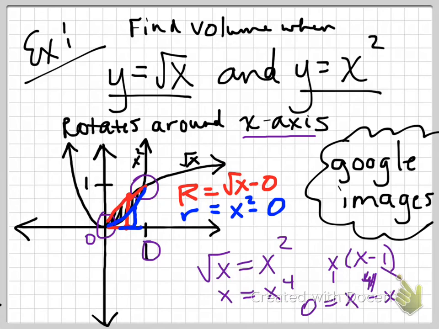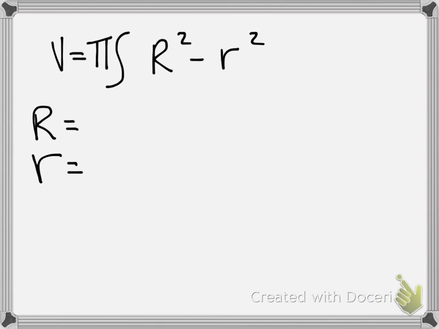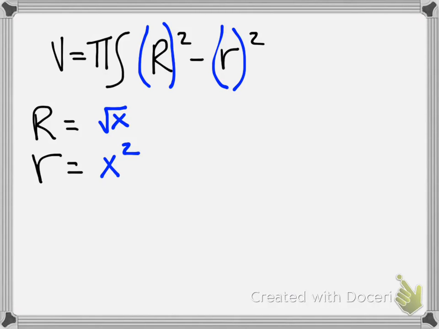Okay, so I need some more space. I'm going to move over to the next page. So I had the square root of x minus 0 for the big radius and x squared for my little radius, and I can go ahead and subtract the 0 and simplify it a little bit. Now when I put this into my formula, the big radius is going to be squared, the little radius is going to be squared. We're subtracting because we're subtracting the areas of the circles, and then we've got volume on the outside. We know this goes from 0 to 1, so we just have to plug everything in.